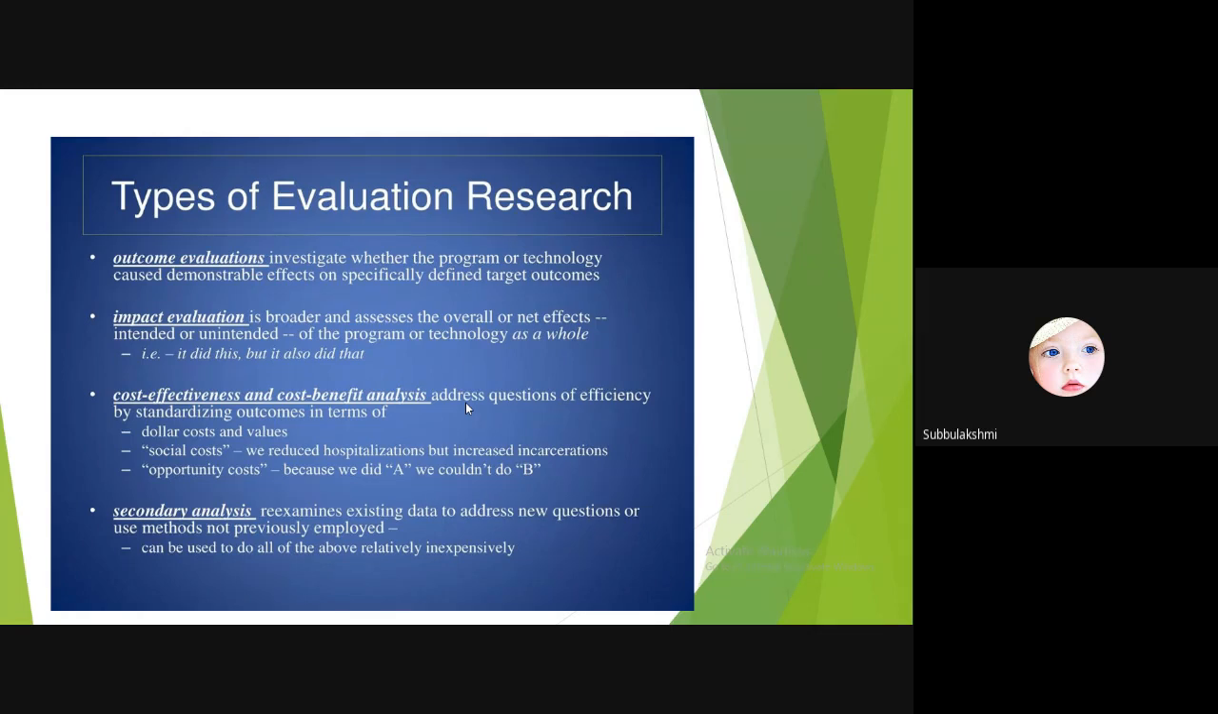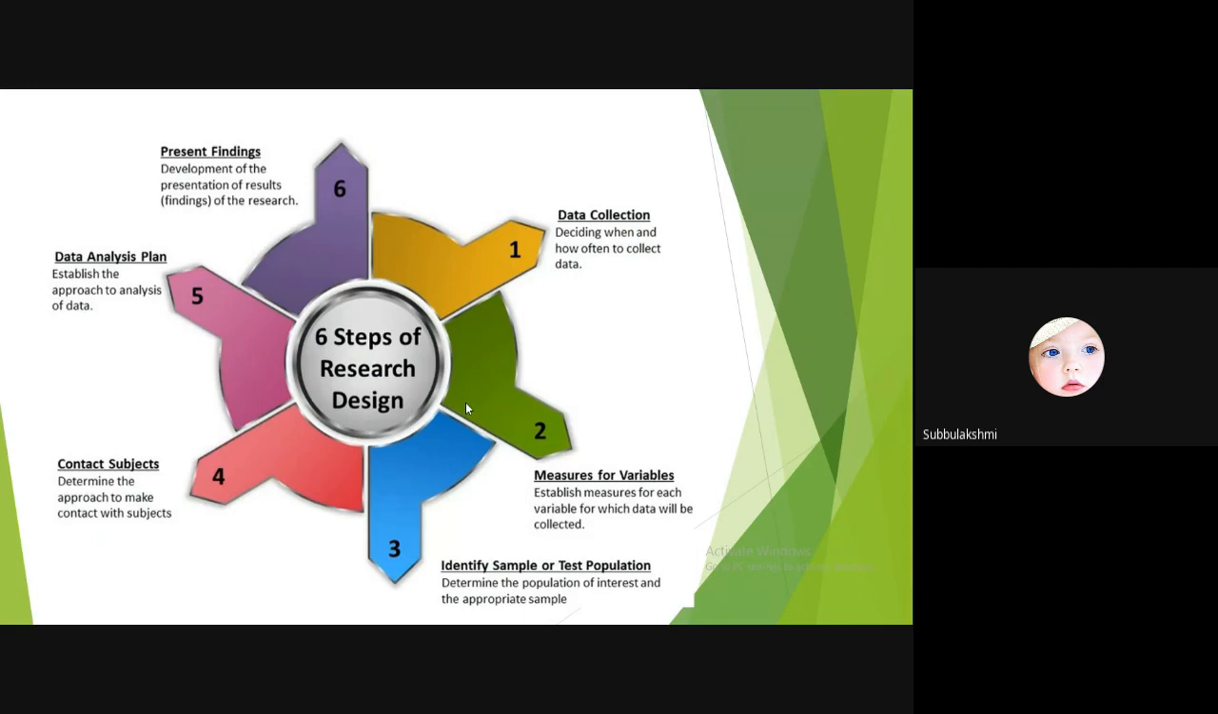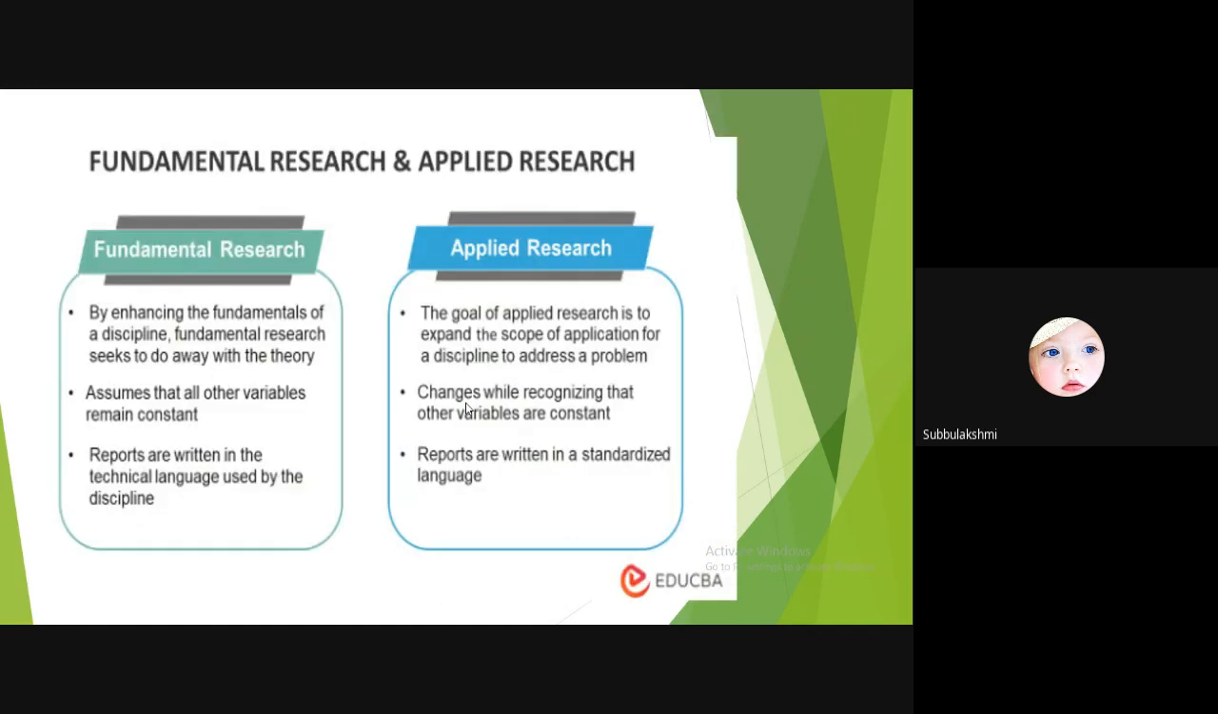Next, designing a research. The first step is data collection. Next is measures for variables. Next is identifying sample. Next is contact subjects. Next is data analysis. Next is findings. So these are the steps of how to design our research. So six steps are involved in designing our research.